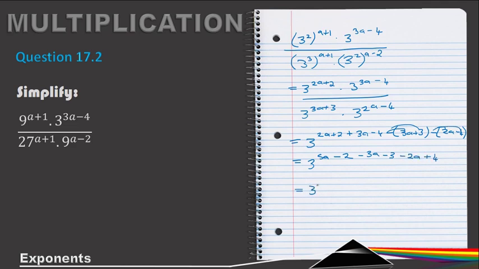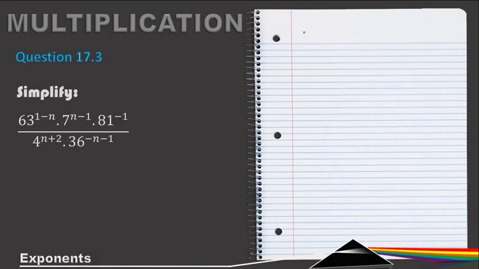And this is then 3 to the power of 5 minus 3 minus 2. So these guys will cancel. And then we have minus 2 minus 3 gives me minus 5, plus 4 gives me minus 1. So to make it positive, the base goes down, so 3 to the power of positive 1, and that's just 1 over 3.